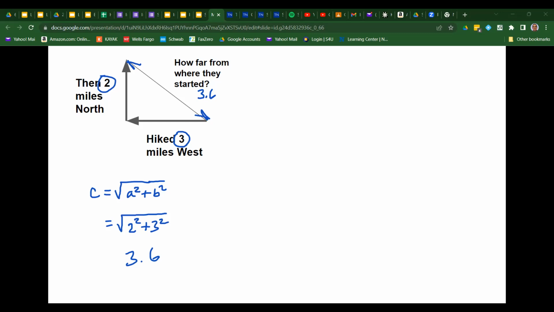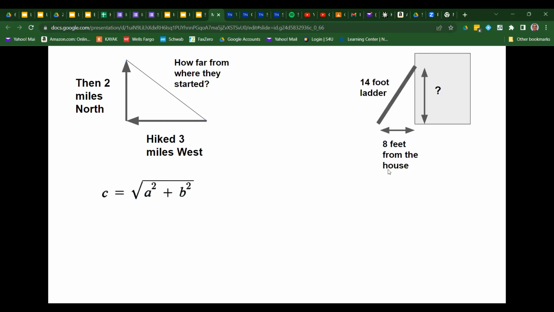Let's take a look at another kind of classic question. Clear that off of the screen. A ladder question. So we have a ladder leaning up against a building. We're told that the ladder is 14 feet long. We're told that the base of the ladder is 8 feet from the house. How far up the side of the house does the ladder go? Well, this is just a triangle, and we're missing one of the short sides. So in this case, we would want to use that other formula. A is equal to the square root of c squared minus b squared.